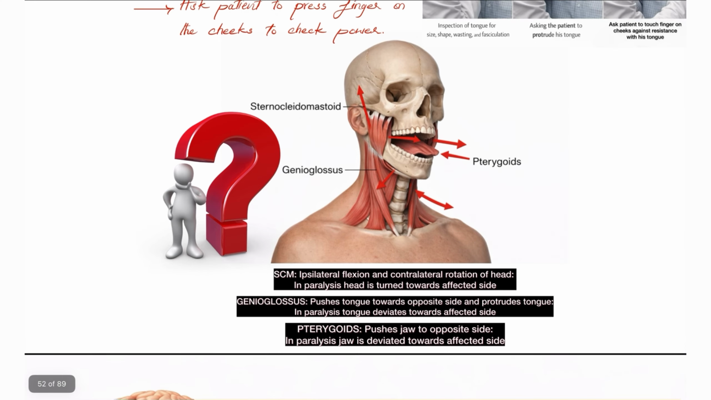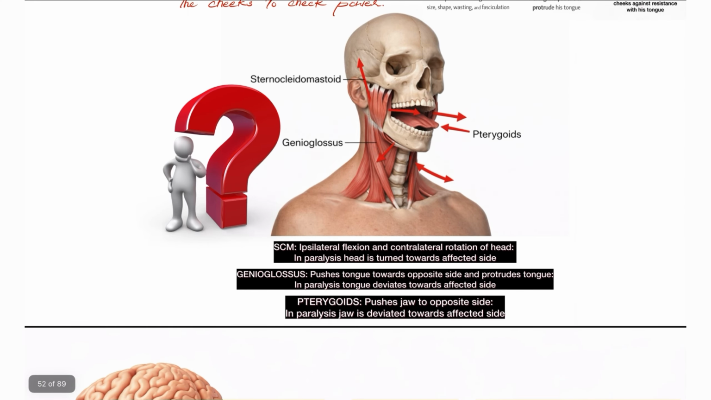Damn, the cranial nerves have been so lengthy. I promise you, this is the last one.